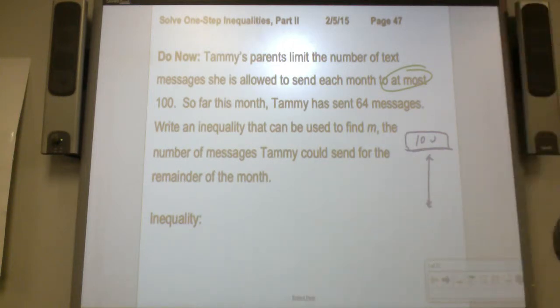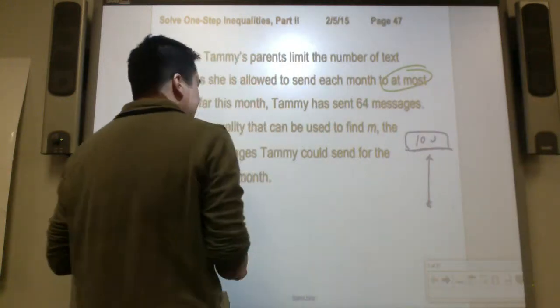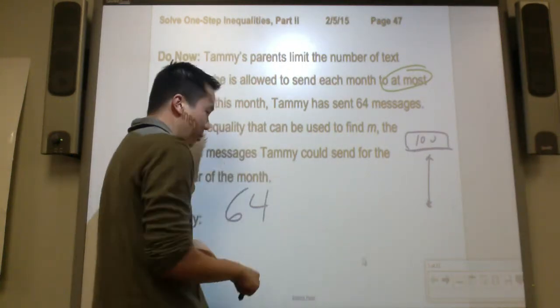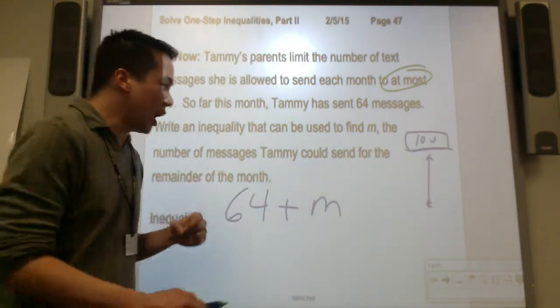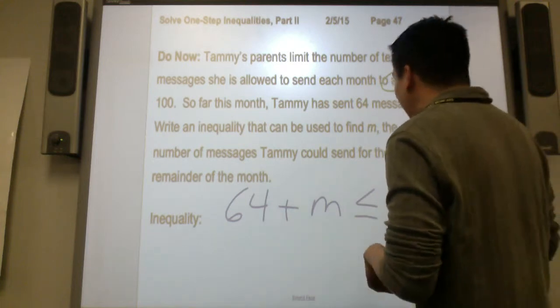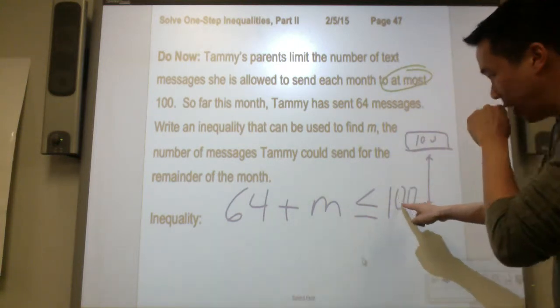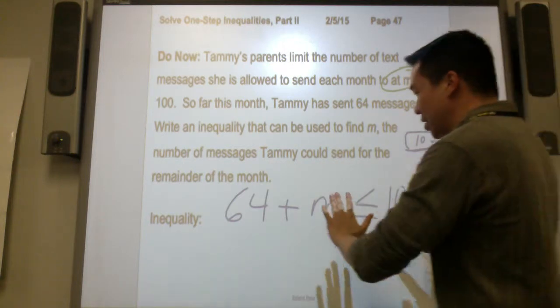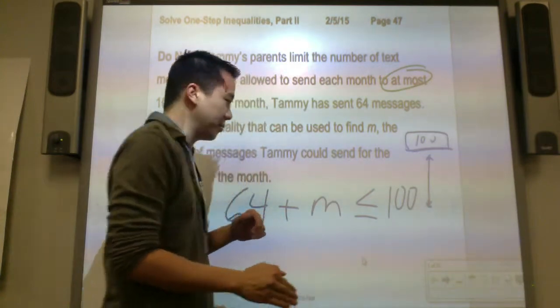Write an inequality that can be used to find M, the number of messages Tammy could send for the remainder of the month. Tammy already has sent 64 messages. She can send some more, but it cannot be higher, so it has to be less than or equal to 100, because at most, 100 is where it stops. She can send all these messages, but it has to stop at 100.